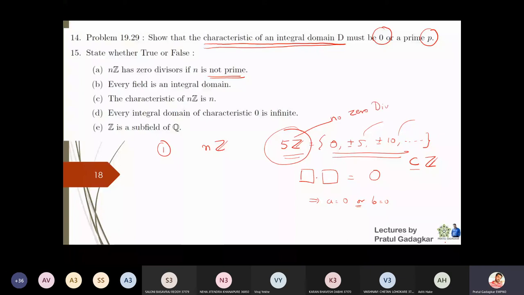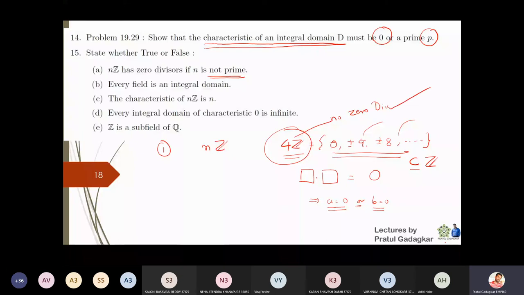Why is 5 so important? Can I take 4Z? If I replace 5 by 4, what will happen? Still the story will be the same. The story of 5 and 4 is not different, right? Even if you take the product of two numbers is zero and all numbers are multiples of 4, still you have to say that one of the two numbers has to be equal to zero. This means that 4Z also has no zero divisors.